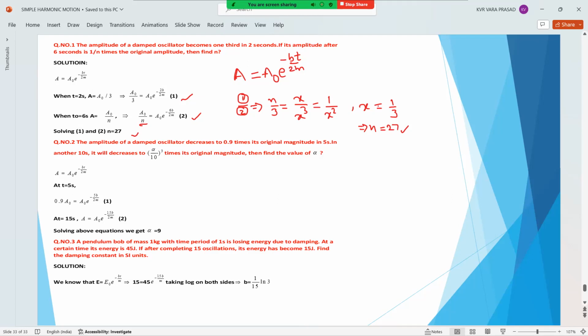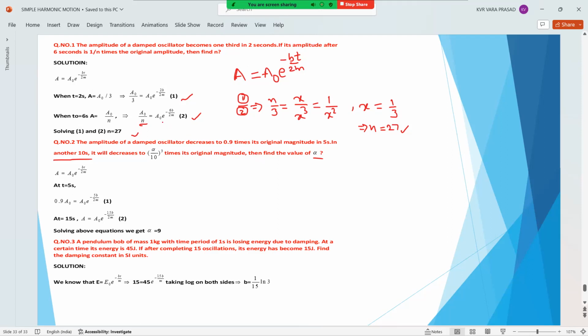You can see now almost same kind of question. Question number 2. The amplitude of a damped oscillator decreases to 0.9 times its original amplitude in 5 seconds. In after 10 seconds, see carefully, after 10 seconds, that means total time how much? 15 seconds. Okay. It will decrease to some value given here. Then we have to find the value of alpha.